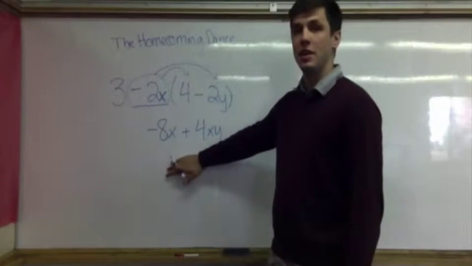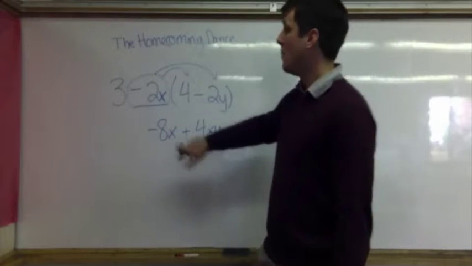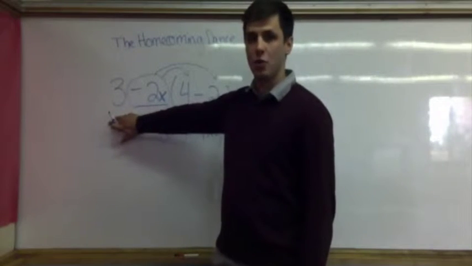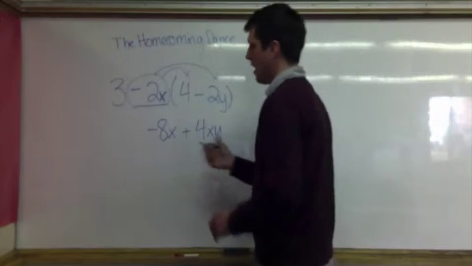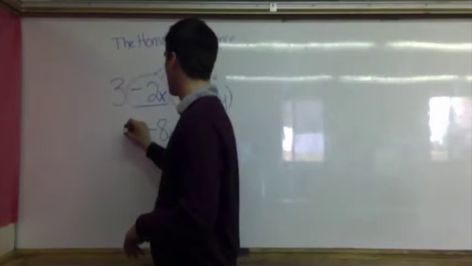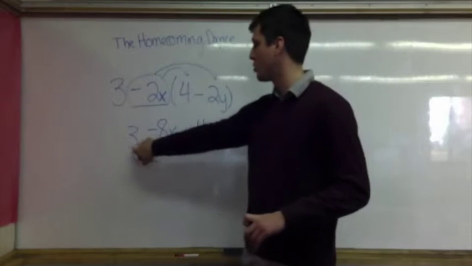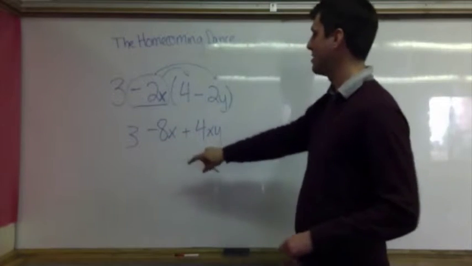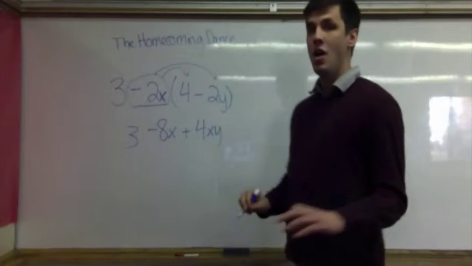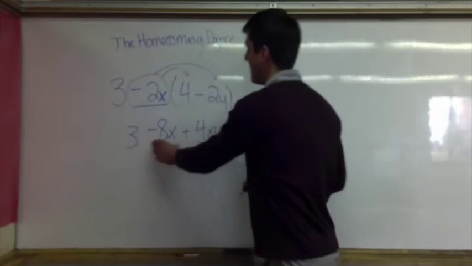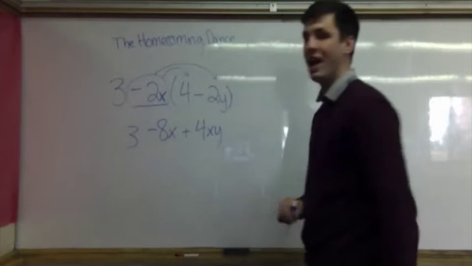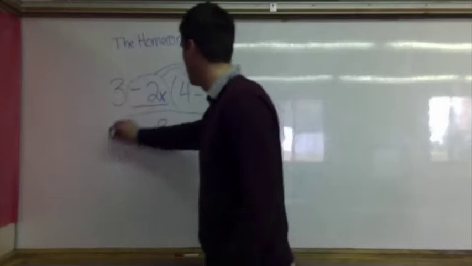We've done the distributing. This is what you get when you distribute. But now we need to bring the 3 back. The 3 wasn't involved in distributing, so it was just left off to the side. So we're going to have it to the side still, but it's still a part of our problem. So we have 3, negative 8x, positive 4xy, or you can read it 3 minus 8x plus 4xy. And there's your answer.